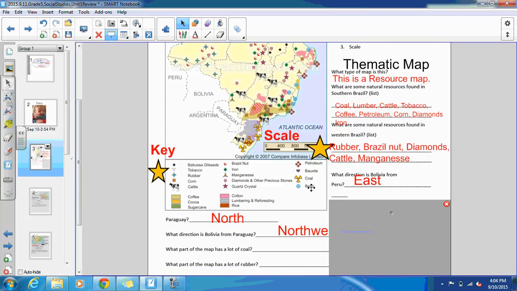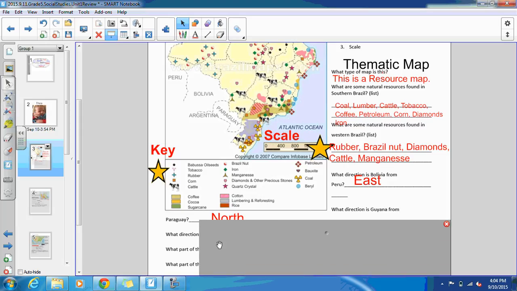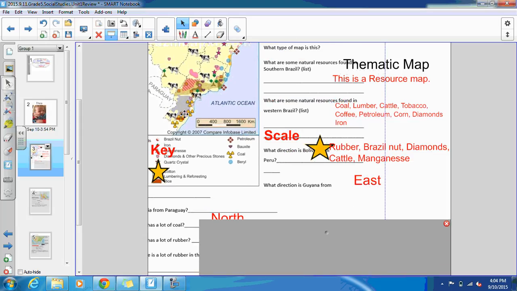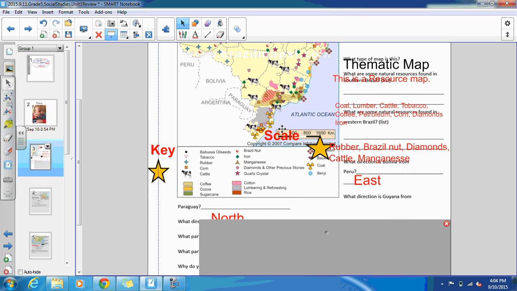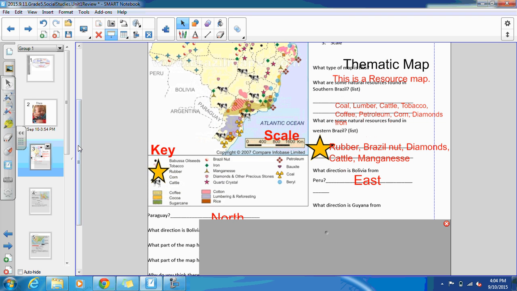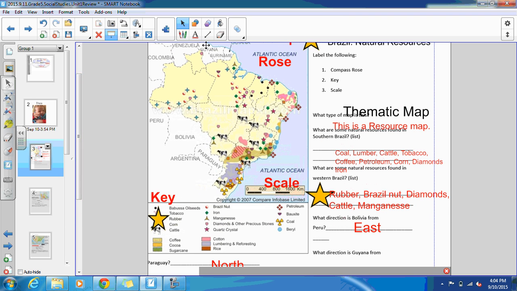Next one. What direction is Guyana from Paraguay? Guyana, oops, one second, fix that, is all the way in the northern part of the map right here. And it's asking me from Paraguay. So I'm starting from Paraguay. Paraguay is down here. So to get to Guyana, I would have to go north.